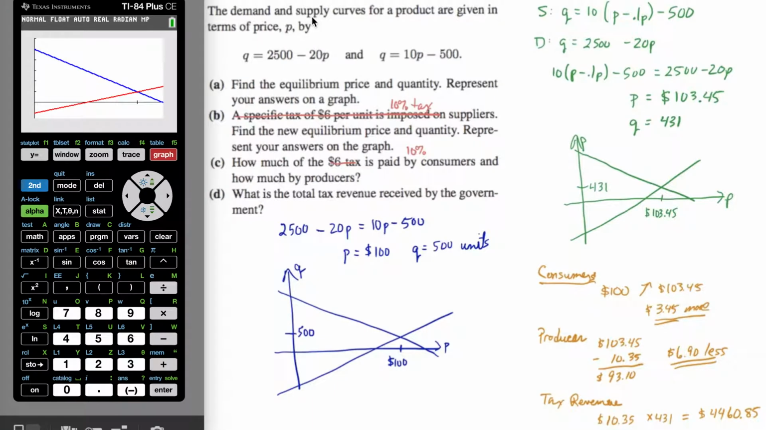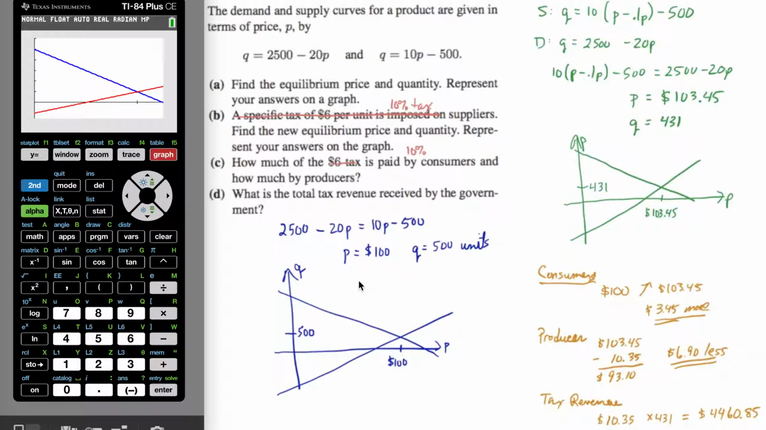A demand and supply curve for a particular product are given. First, we have the demand curve, and here we have the supply curve. We'll begin by finding the equilibrium price and quantity. So we could simply just set the demand equal to the supply. If I solve for P, I would get P equals $100 and Q would be 500 units.